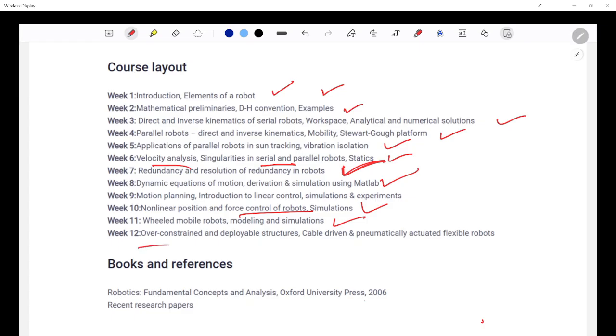Then in the last week, we learned about over-constrained mechanisms and deployable structures. This is the day today, we are going to do it. We are learning about over-constrained mechanisms and deployable structures, and we are also going to see the kinematic and dynamic analysis for each of them.